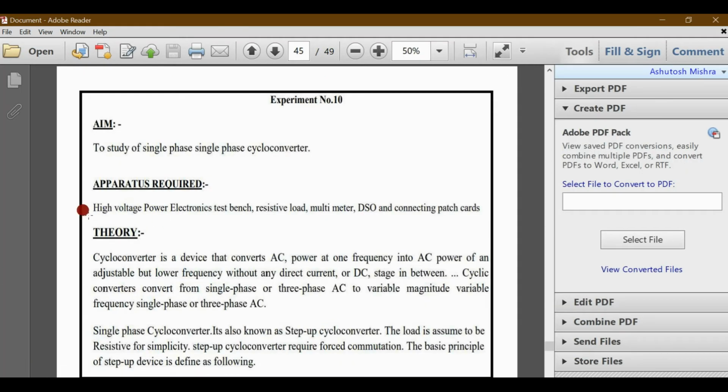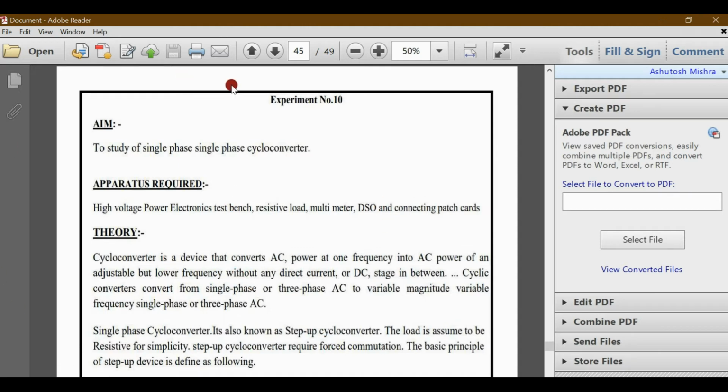So basically, what is the meaning of cycloconverter? What is the definition, I mean, what is the function of cycloconverter? Let me know if any one of you knows. What is the function of cycloconverter? Why is it used? Okay, so you will see.